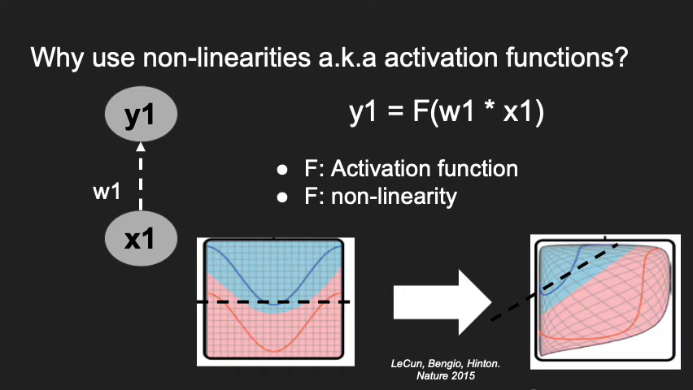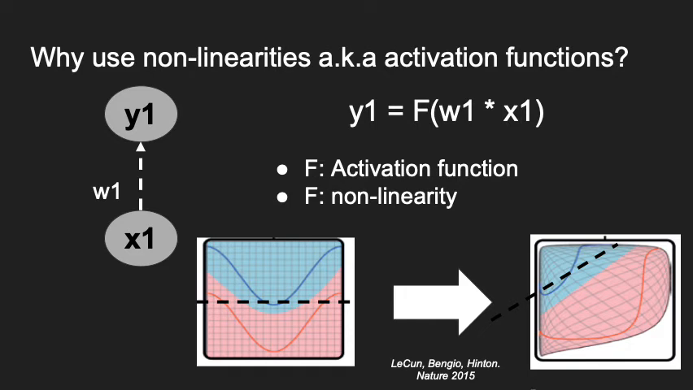So how are they used? So far we have seen just a very linear network: you multiply w1 by x1 and you get y1. A non-linearity is not way more complicated: it's just a function to which you give w1 multiplied by x1. This function is usually called the activation function, but sometimes also simply the non-linearity.